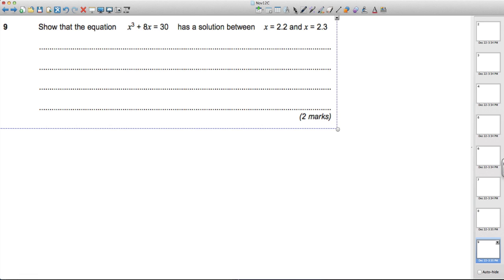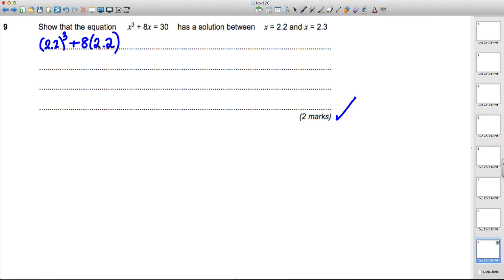Question 9. Show that the equation x cubed plus 8x is equal to 30 has a solution between 2.2 and 2.3. This is trial and improvement, and it's for 2 marks. What you're going to do is you're going to firstly work out 2.2 cubed plus 8 multiplied by 2.2 on your calculator. Okay?